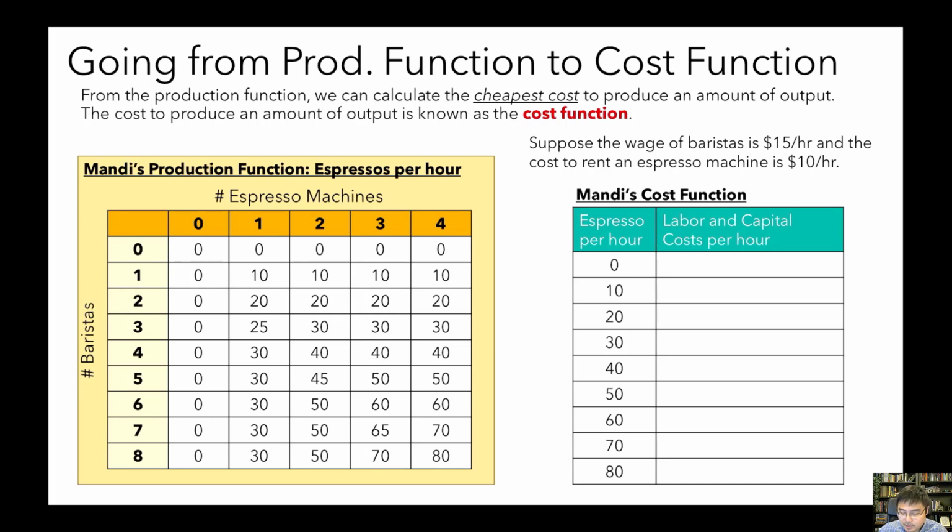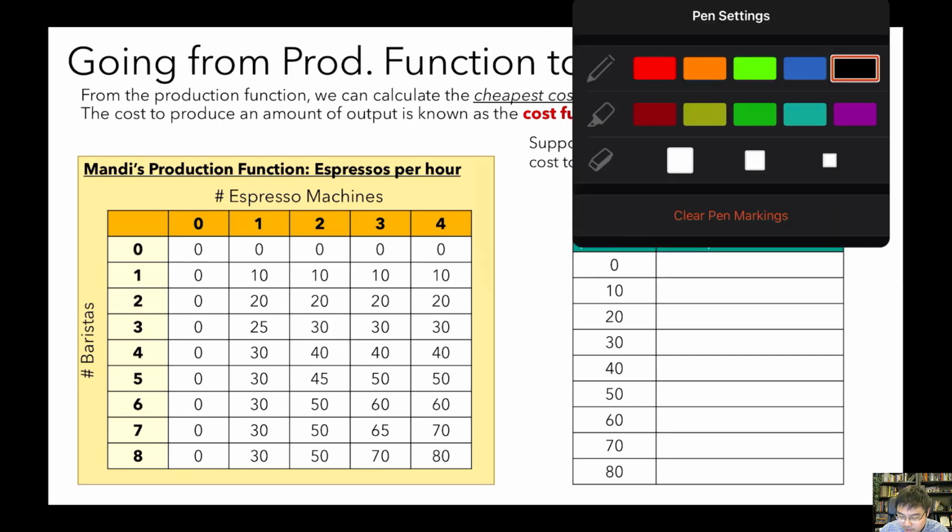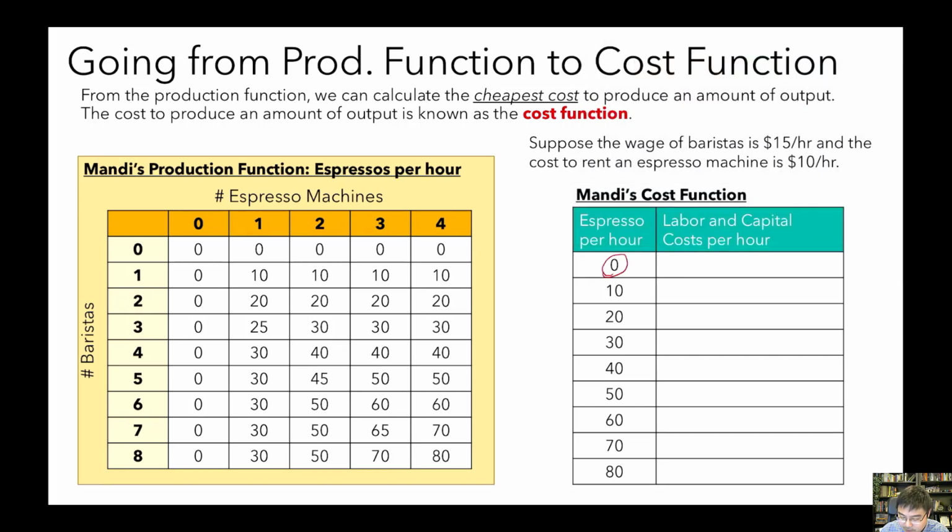All right, so let's start with 0 espressos per hour. Well, what's the cheapest way to make 0 espressos per hour? Well, clearly it's to hire 0 baristas and 0 espresso machines, right? And then the cost per hour is simply going to be 0, right? Okay, so that was really trivial.